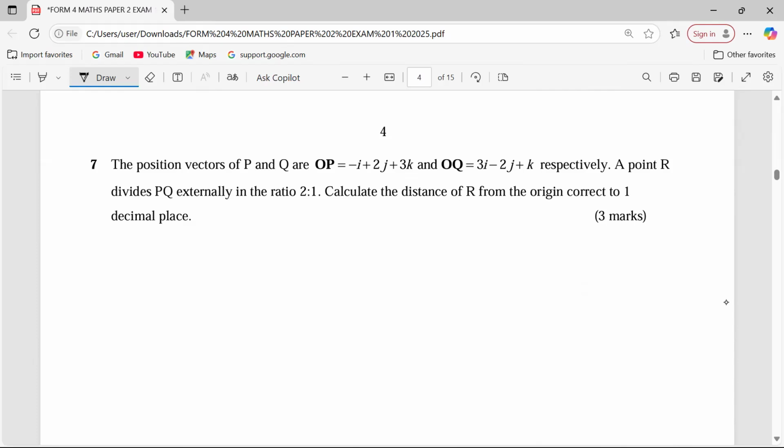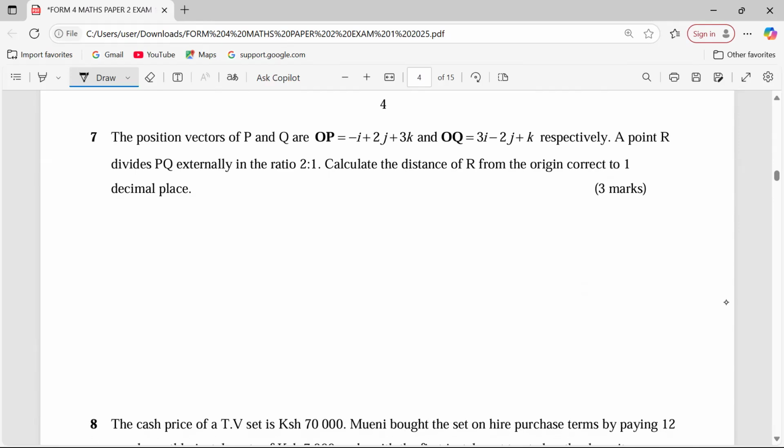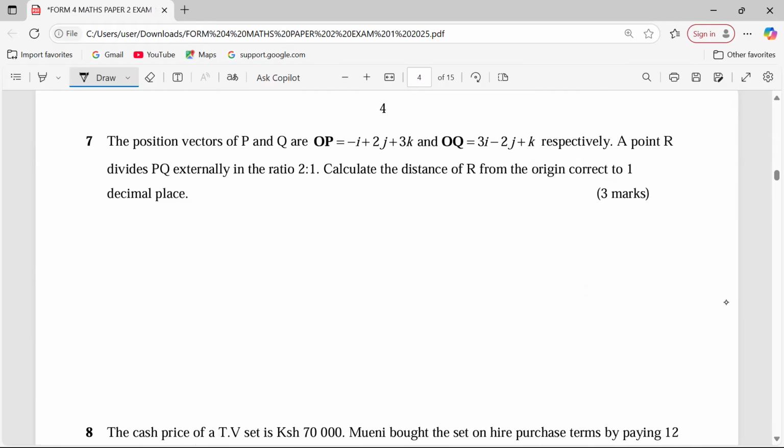Number 7. The position vectors of P and Q are OP equals negative i plus 2j plus 3k and OQ equals 3i minus 2j plus k respectively. A point R divides PQ externally in the ratio 2:1. Calculate the distance of R from the origin correct to 1 decimal place. This means the first thing to be calculated here is the coordinates or the position of R. Then from there, with the position, we can find the magnitude, which is the distance from the origin.